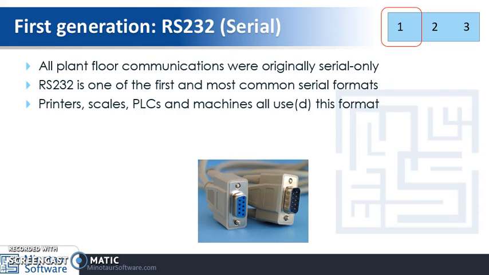The first generation is called RS-232, and that's a serial format. So all plant floor communications were originally serial, and RS-232 is one of the first and most common serial formats in use. Printers, scales, PLCs, and machines all used this format at one point in time. It didn't really allow for wireless communication or much networking between machines, but it did enable people to connect machines and equipment up to controllers and indicate what was happening on the plant floor, which made it easier to control plant floor activities. So this format's still in use, and it does work well for specific purposes, but it does not allow for wireless connectivity or networking.